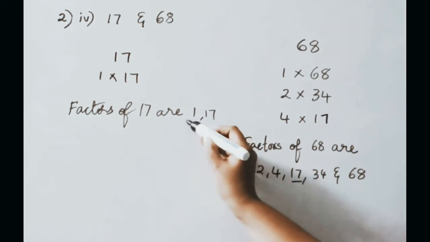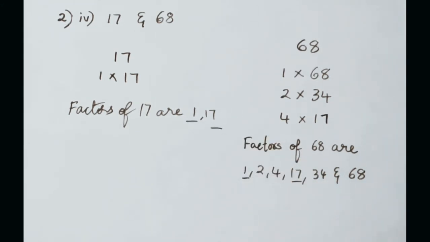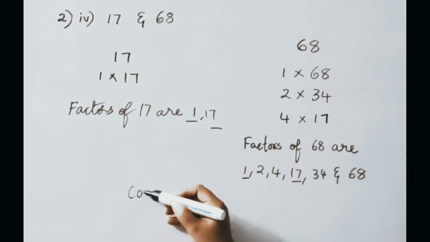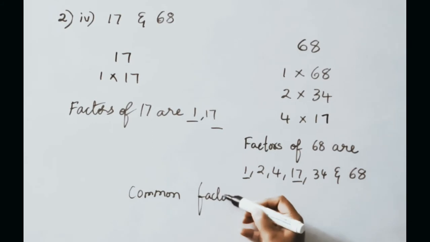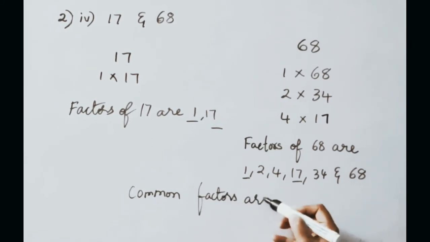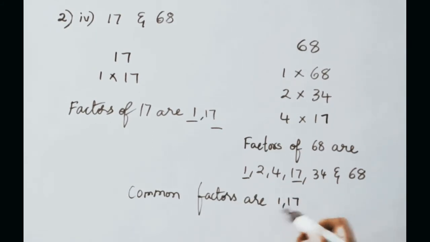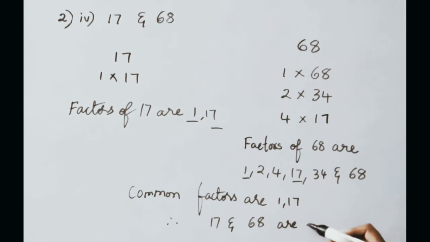Here 1 and 17, here 1 and 17 are common. Therefore, write down common factors are 1, 17. Therefore, 17 and 68 are not co-prime.